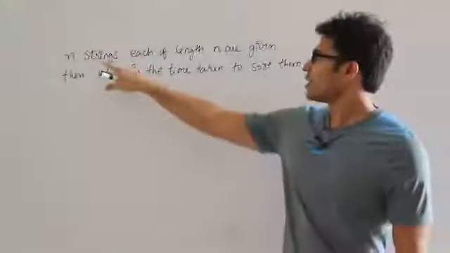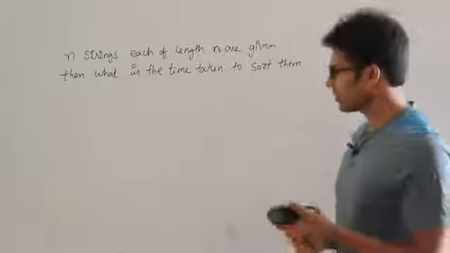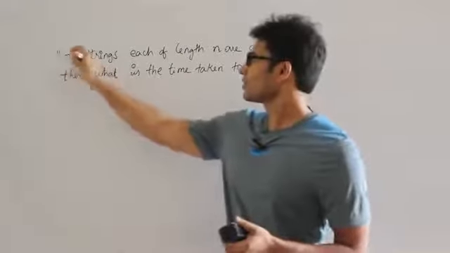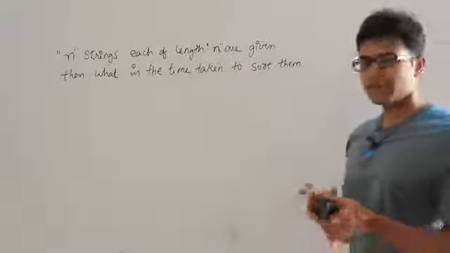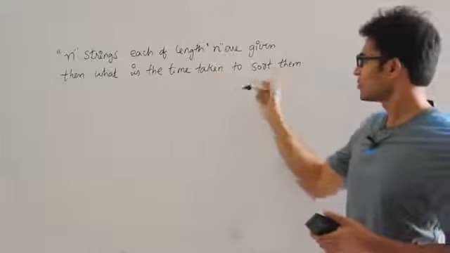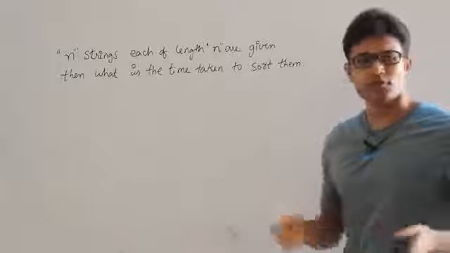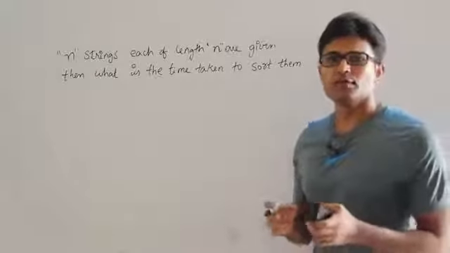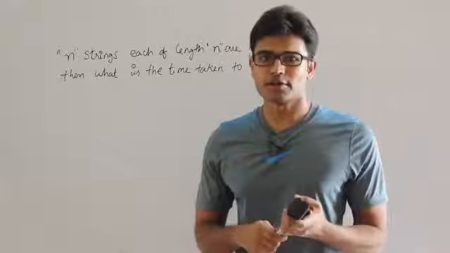Let us say there are n strings, each of length n. So the total number of strings is n, and each string contains n characters. Then what is the time required to sort them into one list, or what is the time taken to sort them? Here, in order to sort the strings, we are going to follow lexicographical order.